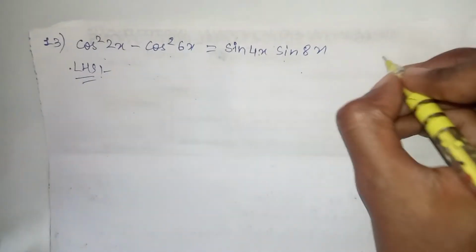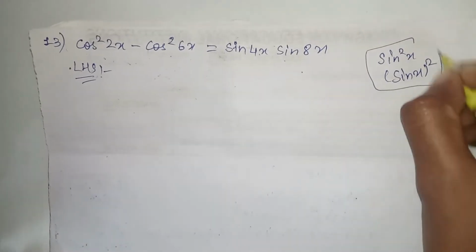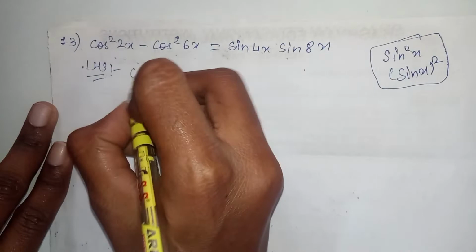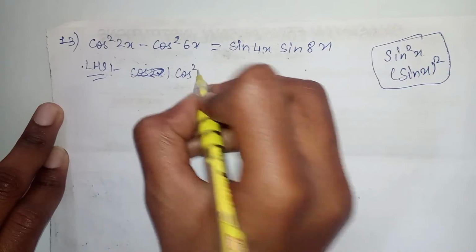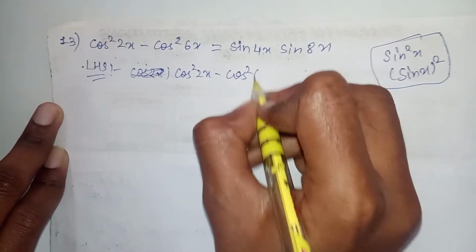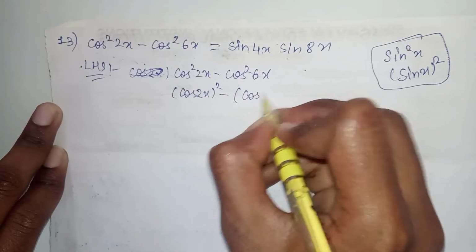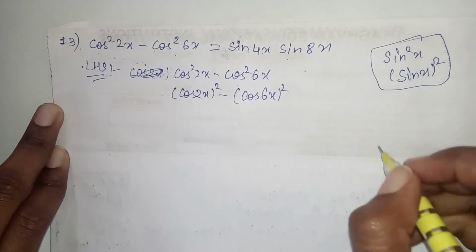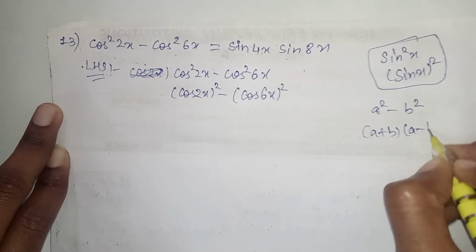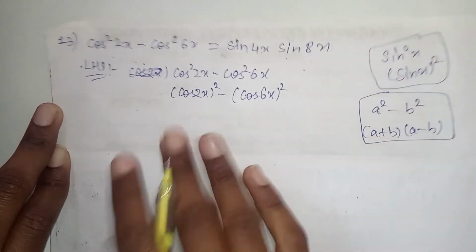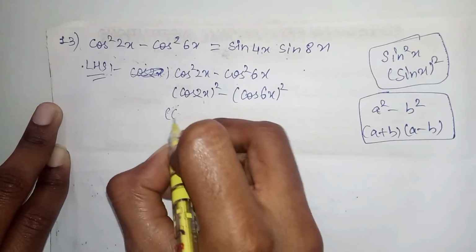Then what I have said, sin square x, or we can write sin x whole square, right? Same format. First I am going to write the whole thing. So we can write (cos 2x) whole square minus (cos 6x) whole square. Same as the previous question, a square minus b square formula, a plus b into a minus b. So it is in which form? A square minus b square. So a is cos 2x.